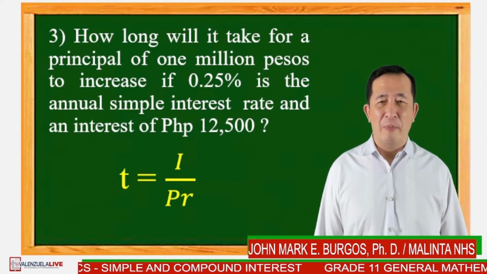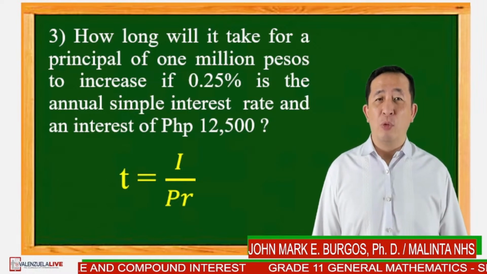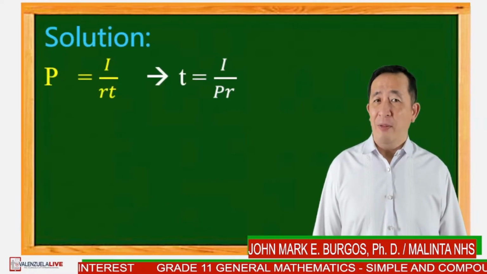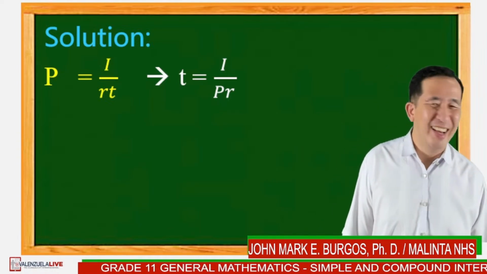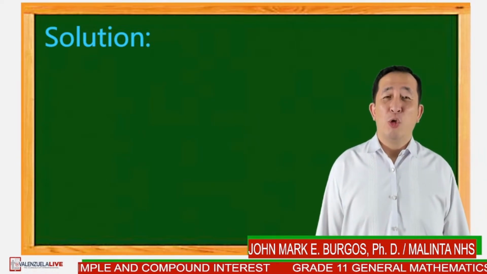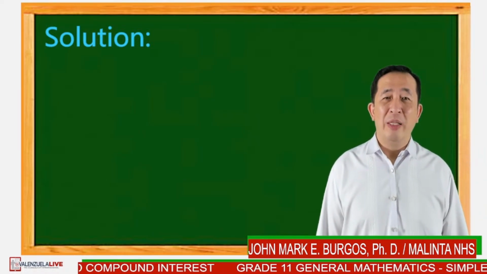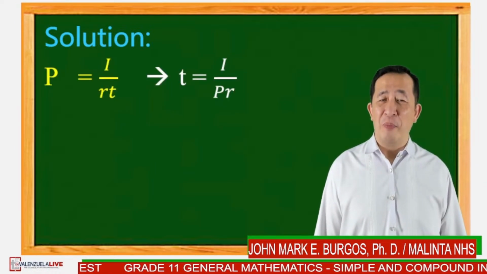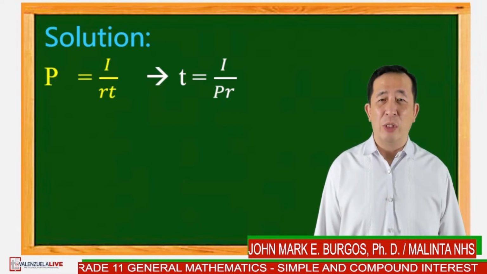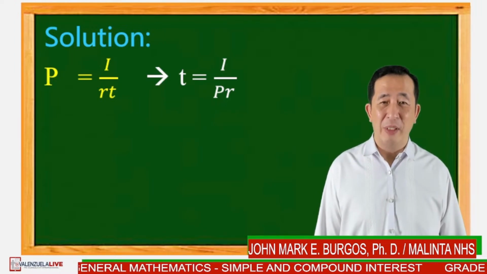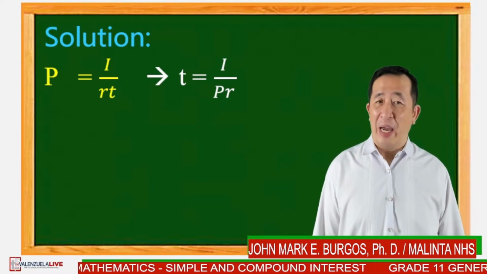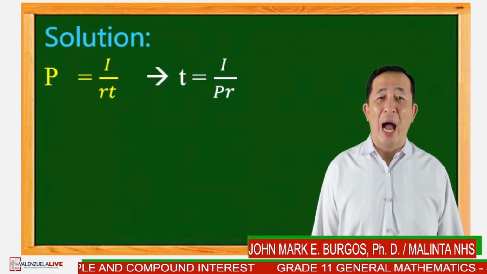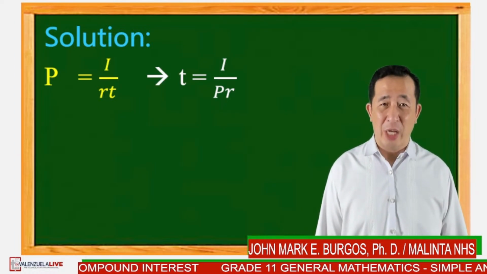To solve the problem, again, we will derive the formula in finding T from the main formula, which is P is equal to I divided by R times T. So, to find the T, we have the formula T is equal to I divided by P times R.